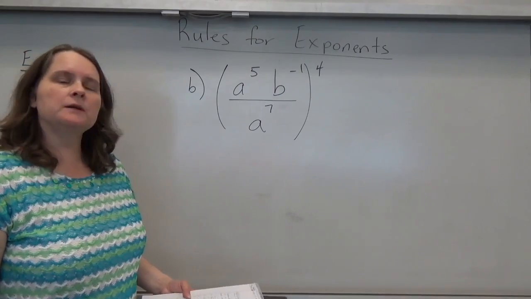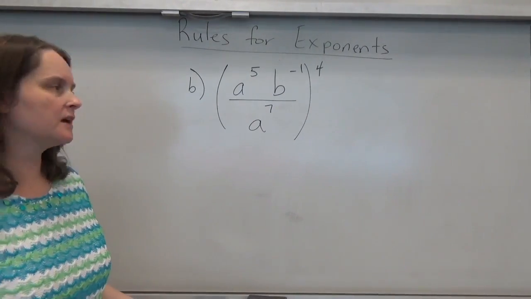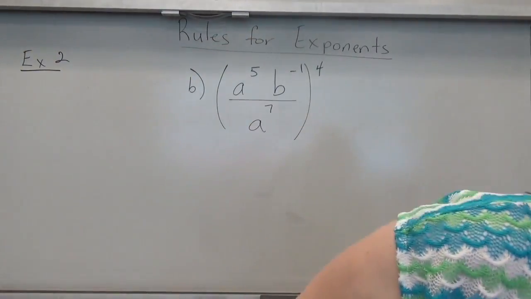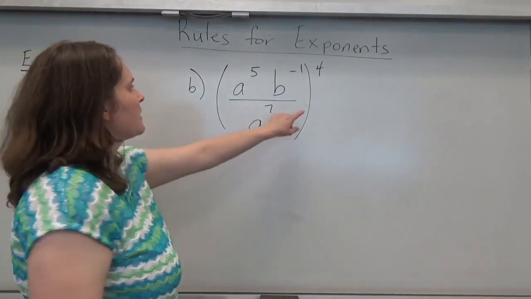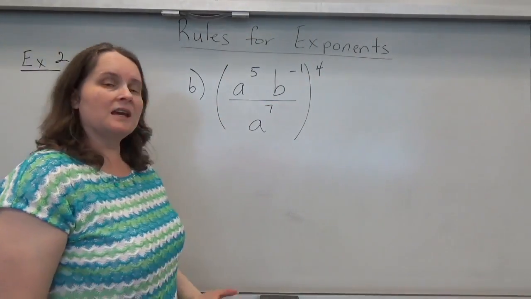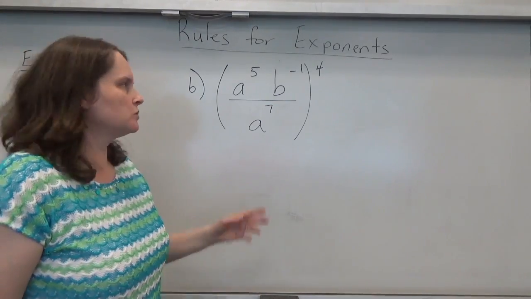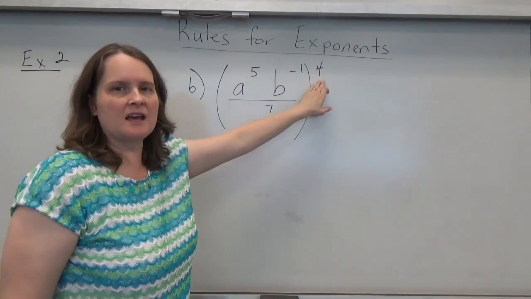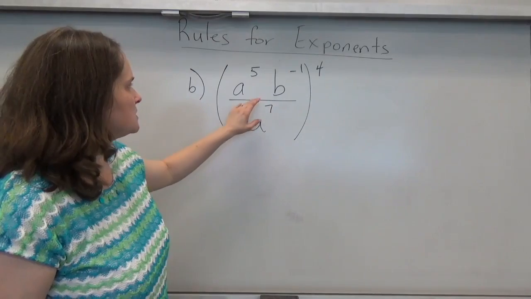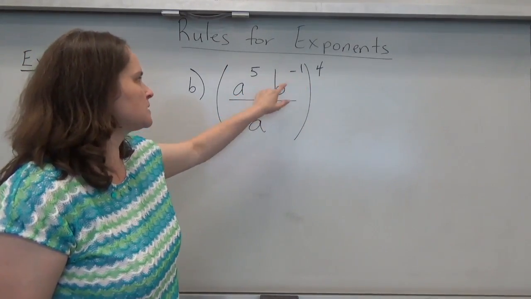Okay, for example B, we still have the same directions as before. We're going to simplify and write our answer without negative exponents. This time, the entire fraction is being raised to the same exponent on the outside. So there are different ways that you can approach this. Generally, I tend to just go ahead and apply this outside exponent so that I can eliminate my parentheses. So I know that I need to multiply. I'm doing a power to a power. I want to multiply my exponents.